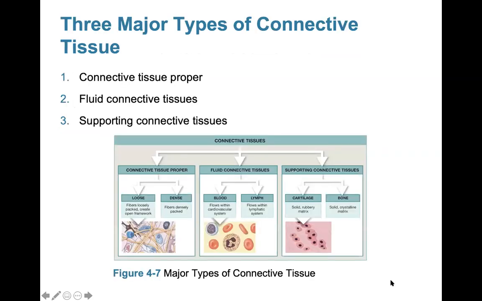So there are three major types of connective tissue. We have what's called connective tissue proper, and there are loose forms and dense forms of that. We have our fluid connective tissue, which would include blood and lymph. And then we have our supporting connective tissues, which would be cartilage and bone.